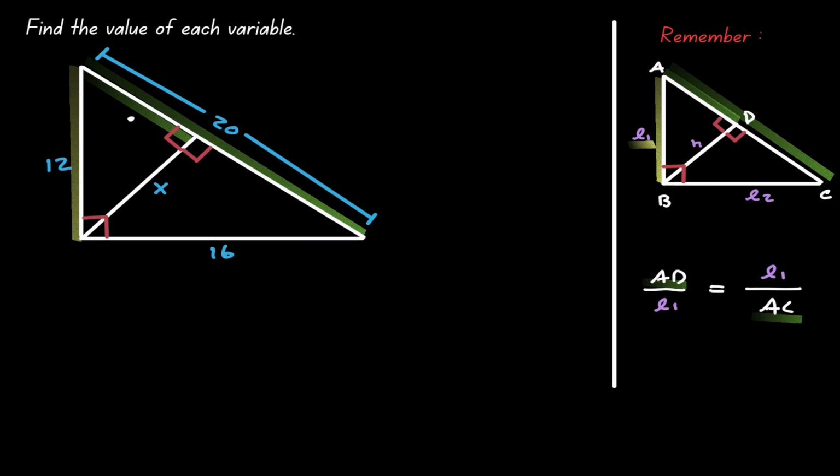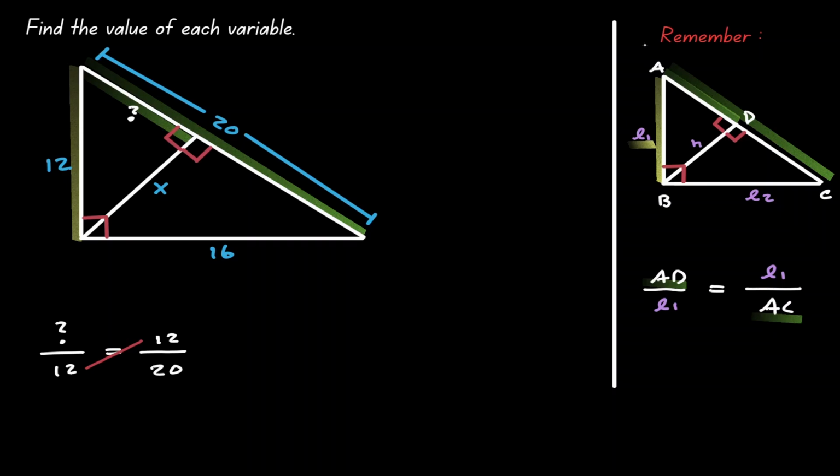So let's call this question mark. And now let's plug it in to our proportion. The length of AD is what we're looking for. Let's keep it as a question mark. The length of the first leg is 12. We can put it on the denominator and the numerator. And the length of AC, it is 20. Notice there's only one unknown. We can solve for it.